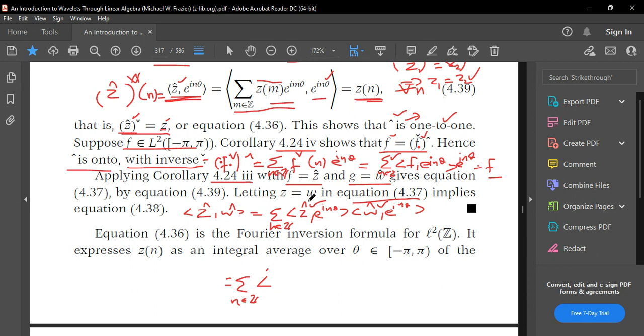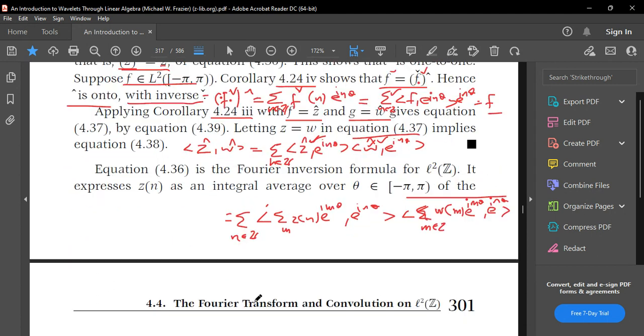This z cap can be represented by the summation over m of z of m e raised to i m theta, comma, e raised to i n theta, inner product closed. And this w cap can be written as the summation m belongs to Z of w of m e raised to i m theta, comma, e raised to i n theta, inner product closed, and this is conjugate.